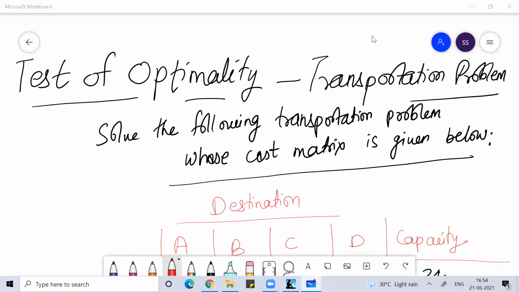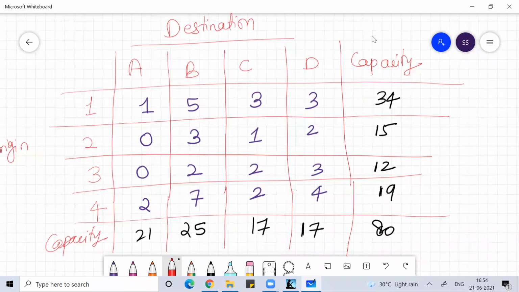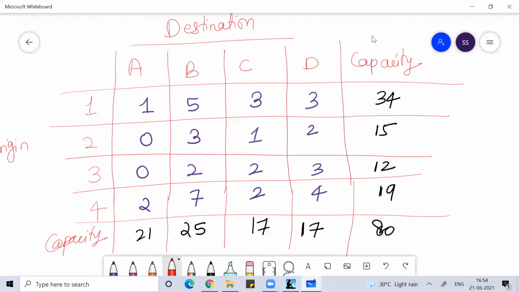Good evening, everyone. Welcome to the class on transportation problem for a subject called operation research. In this class, there's data given, with which we are going to solve this problem of transportation. Here, data is given about supply and demand, and the cost matrix is given. We need to find the optimal solution under the given scenario.